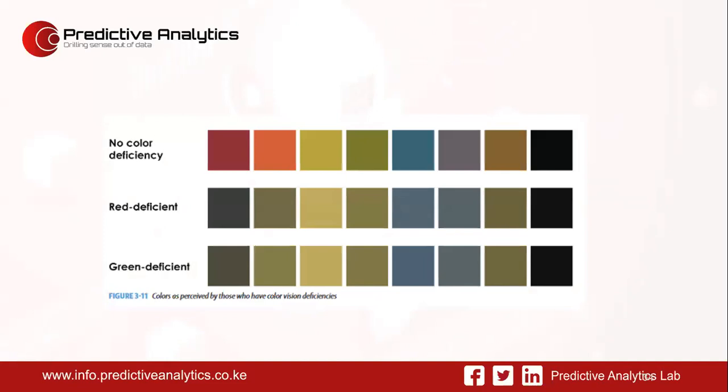Previously, we had seen the blindness in a technical way. Here, this is in a layman's way. So here we have no color deficiency. That is a normal eyesight. Then we have a red deficient, and then we have a green deficient. So these are color vision deficiencies. We also have to consider those people who are colorblind when we are making our visualization.